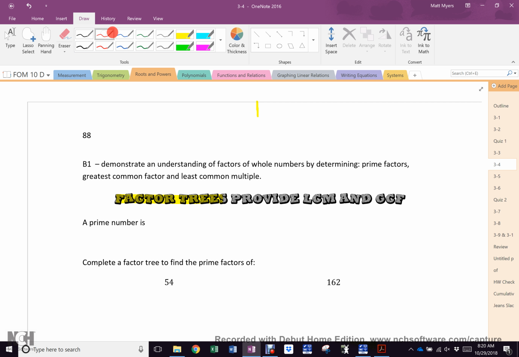Oops, that's a highlighter. 18. 18 breaks down into factors. What are factors, by the way? Things that fit into it? What do you mean by fit into it? Like 6 and 3 would be a factor. 6 and 3 are factors because 18 divides by 6 and 3.